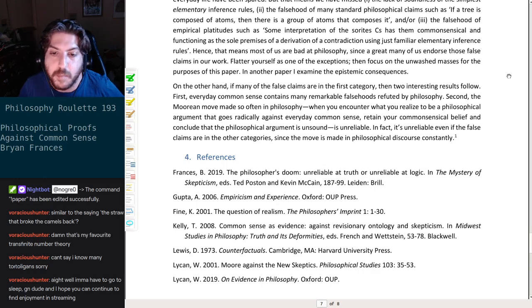Second, the Moorean move made so often in philosophy, when you encounter what you realize to be a philosophical argument that goes radically against everyday common sense, retain your common sense belief, and conclude that the philosophical argument is unsound, is unreliable. In fact, it's unreliable even if the false claims are in the other categories, since the move is made in philosophical discourse constantly. Yeah, sure.